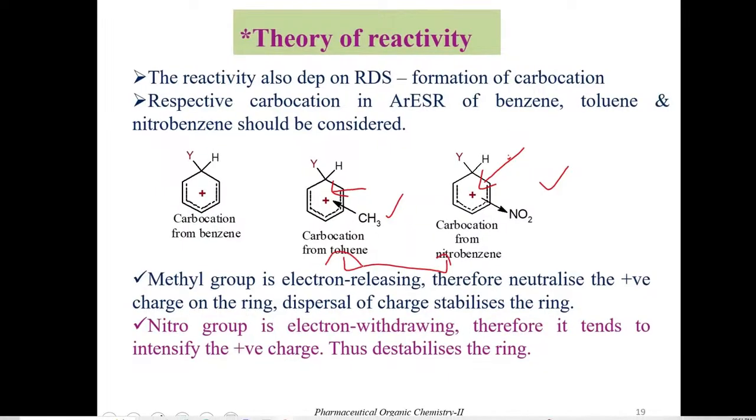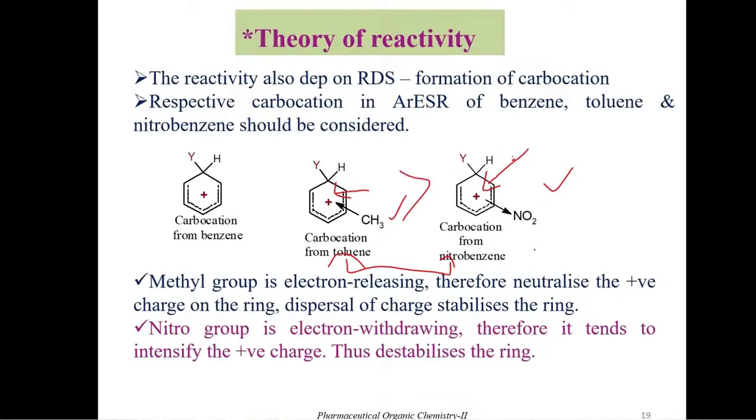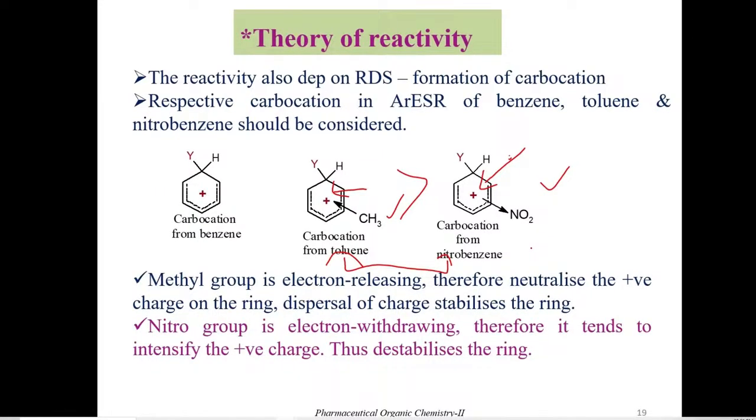The resulting carbocation in the case of toluene is more stable, while the carbocation of nitrobenzene is less stable. The greater the stability of the resulting carbocation, the faster the reaction. So once toluene gives its carbocation, within no time the final deprotonation step occurs in the electrophilic substitution reaction, and it gives the corresponding substituted product. Hence, toluene is more reactive than nitrobenzene.